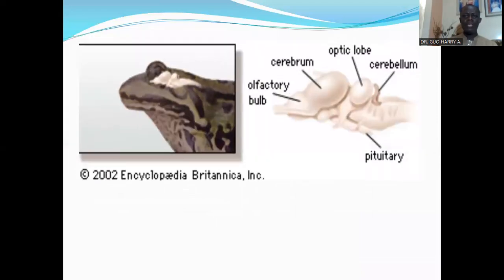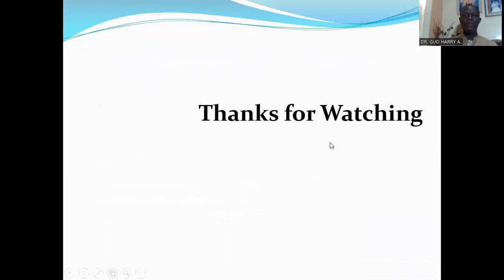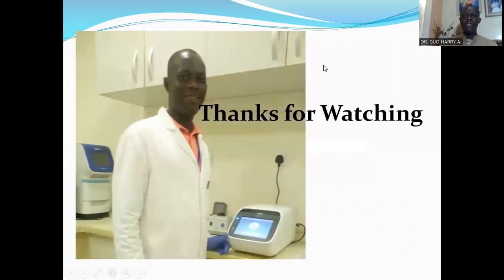Now, here is this figure of the nervous system of the amphibian. You have the olfactory lobe, the cerebrum, the optic lobe, the cerebellum, the pituitary gland, as well as the medulla oblongata.